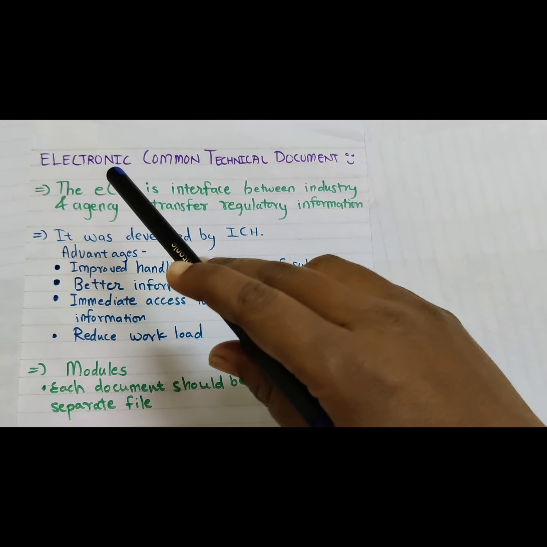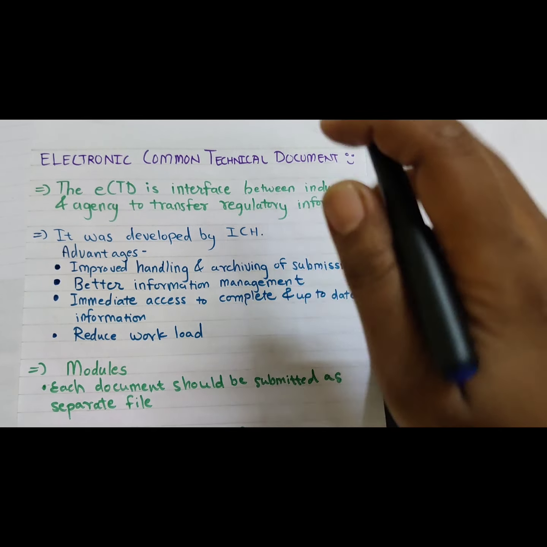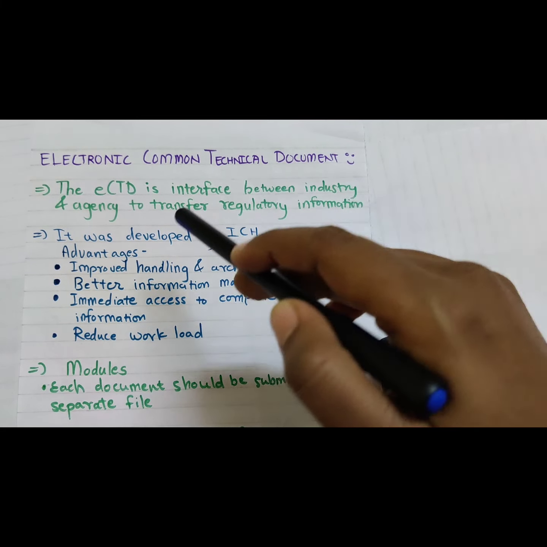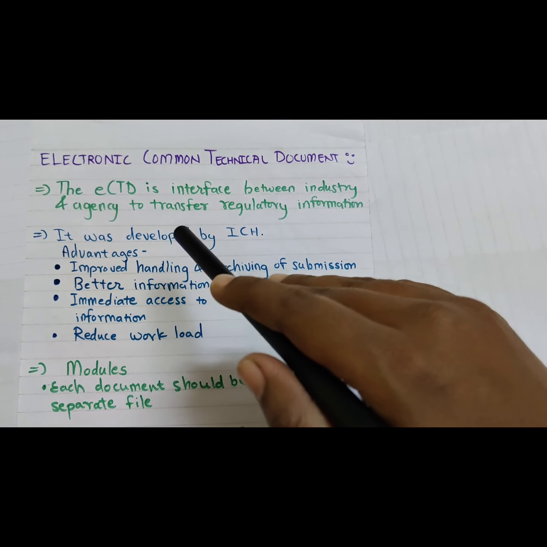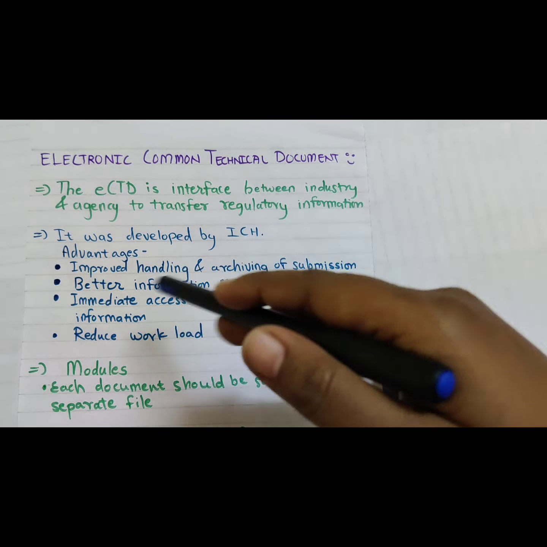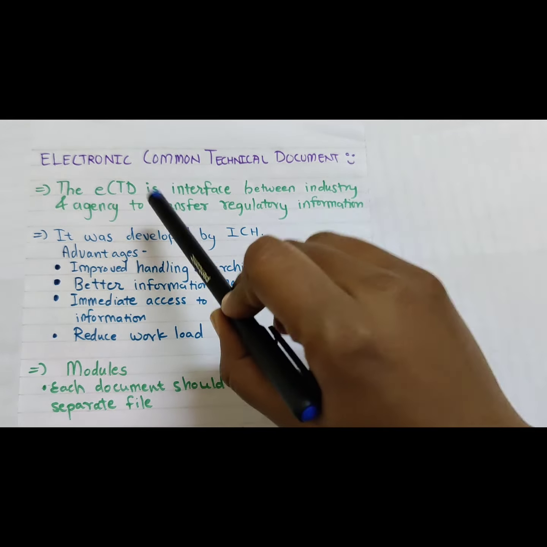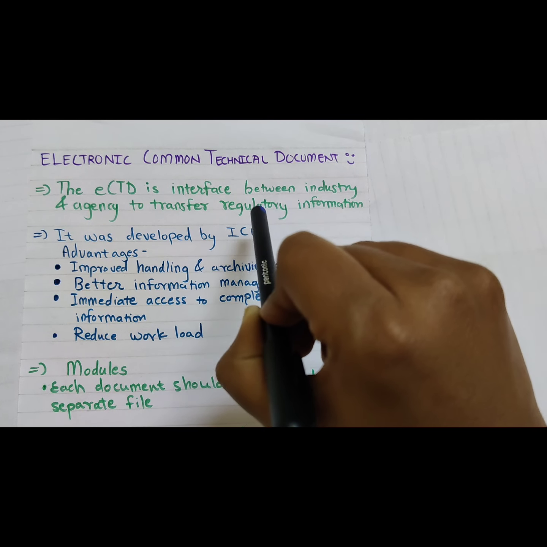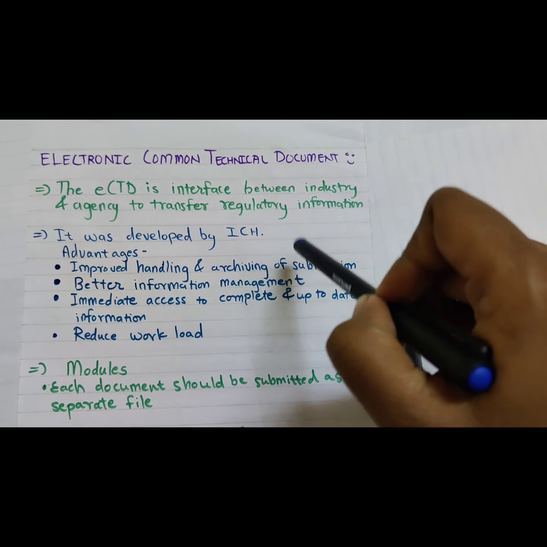Now we are going to discuss the electronic common technical document, that means eCTD. The eCTD is the electronic version of CTD for sending data to a regulatory authority, say the FDA, when we are applying for IND and NDA. So whatever information we are feeding online, that is called eCTD. And the eCTD is an interface between industry and agency to transport regulatory information. It was developed by ICH.